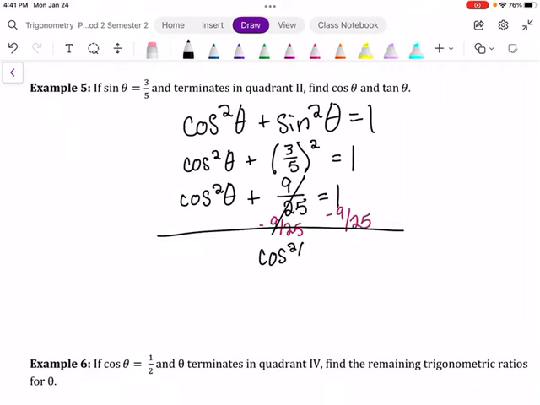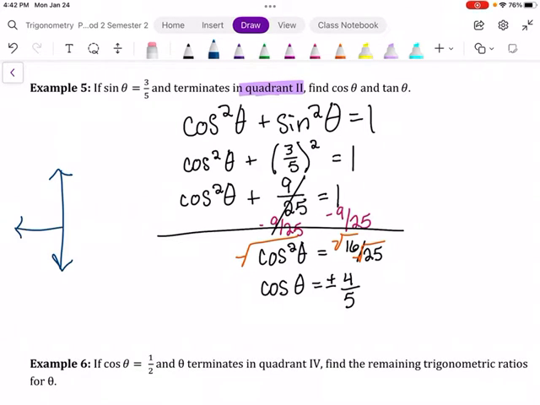And we would have cosine squared theta equals 16 over 25. And next we would take the square root. And remember, when you take the square root of a fraction, you take the square root of both the numerator and the denominator. So we know cosine theta equals plus or minus 4 over 5. Then we need to look at what quadrant they told us this was in. This is in quadrant 2.